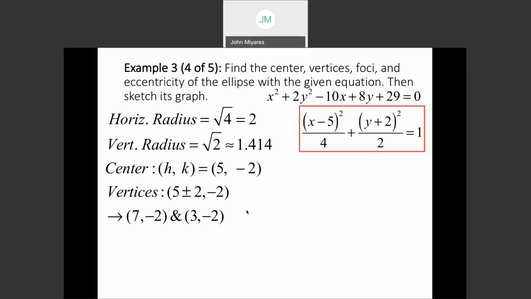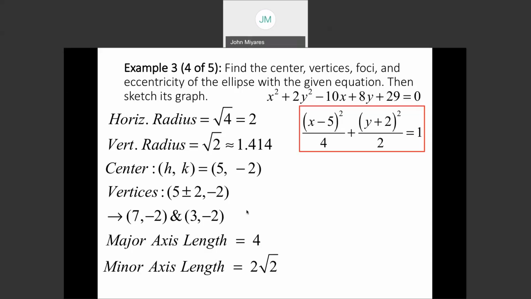The major axis is going to be horizontal because the horizontal radius is bigger than the vertical radius. So the vertices are going to be 2 units to either side of the center horizontally, which would place them at the points (7, -2) and (3, -2). The major axis length is 4, and the minor axis length will be 2 times the square root of 2.